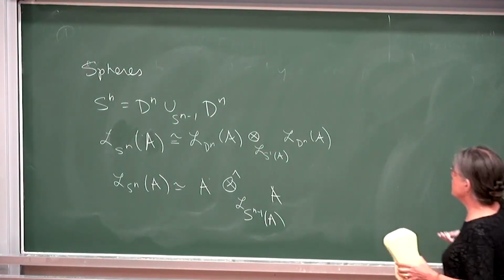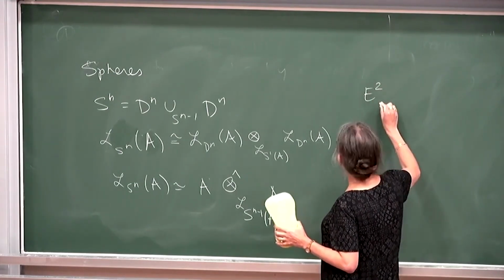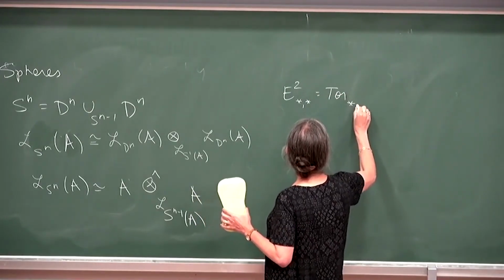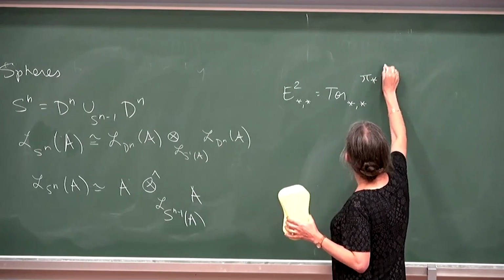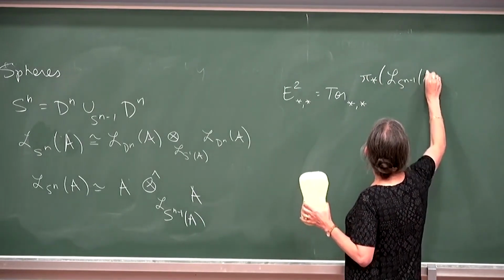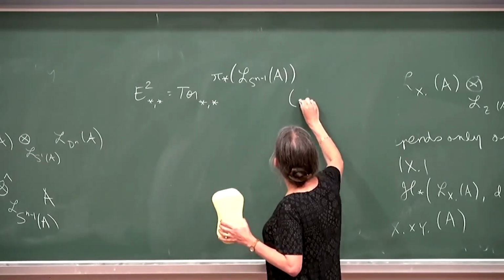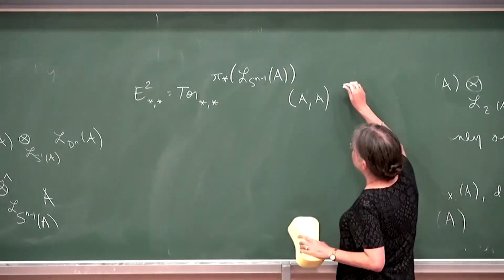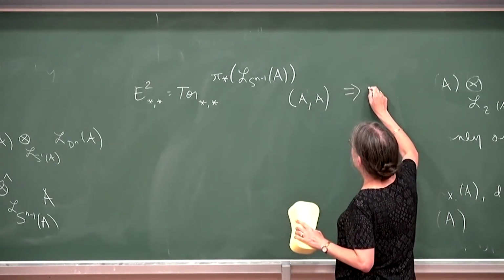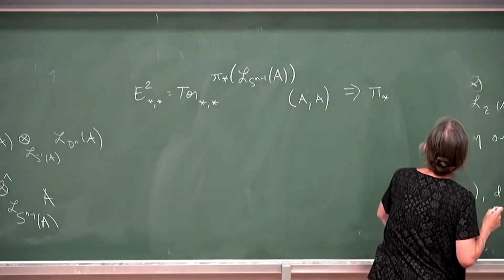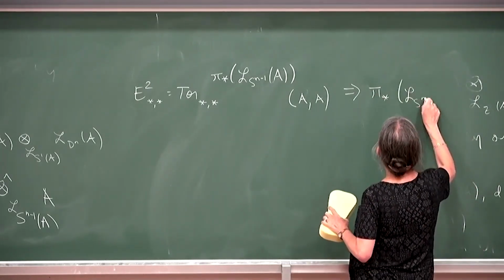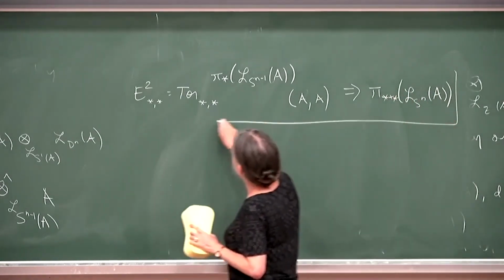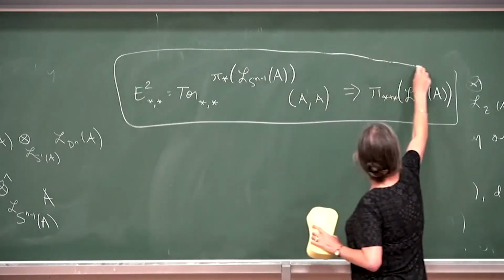Good. So this gives you a spectral sequence, E2 star star equals Tor star star of pi star of L S^{n-1} A and A, and it converges to pi star of L S^n A, pi star plus star. And this is very useful.